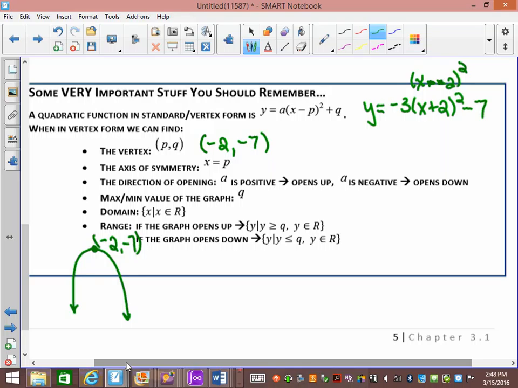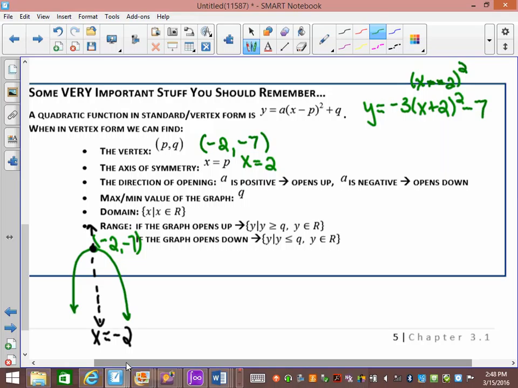Now the equation of the axis of symmetry: you remember how in kindergarten or grade 1 you'd make hearts, fold the paper in half, cut out half the heart, and it would open up? That fold line is the axis of symmetry. It's the axis that cuts it in half. So this would be at x equals negative 2, the p-value of your vertex. For this specific example, x equals negative 2.